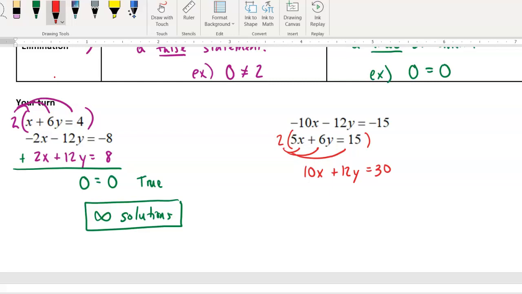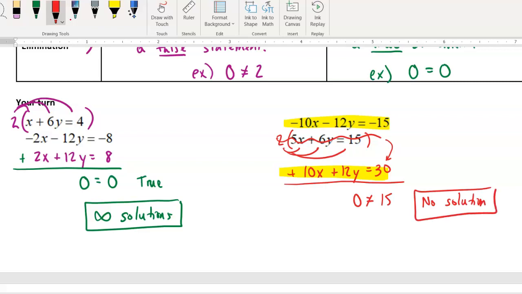So when I go to add this new equation with this one, because again, we don't work with the ones that we manipulated, so I'm not going to work with this one because we changed that one to be this one here. So when I add these together, negative 10x plus 10x, 0. Negative 12y plus 12y is 0, so the left side is 0. And the right side, negative 15 plus 30 is not 0, that's 15. So there is no solution here for that one. That's how we would write our answer. We would just say that there is no solution.